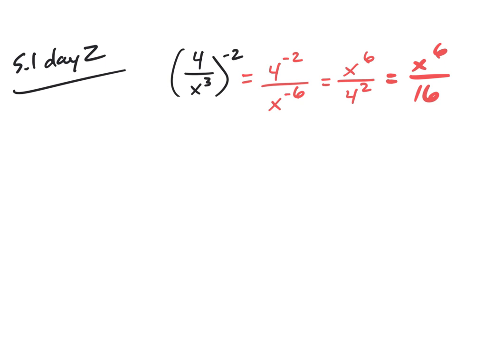So it kind of combines a couple of different things. It combines the negative exponents. It combines a power to a power. You're doing a quotient to a power. That combines about 3 of the properties that we did yesterday, all into one problem.